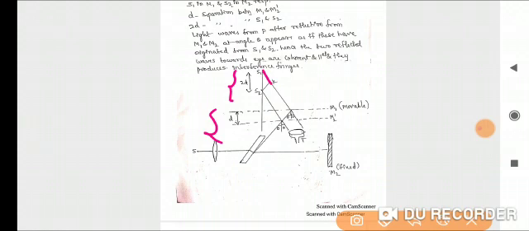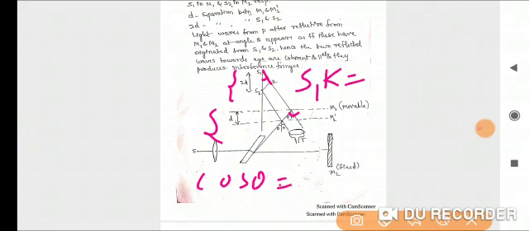This one is the path difference, that is S1K. We have to calculate it. The angle theta appears here. We use cos theta is equal to adjacent divided by hypotenuse. What is adjacent? S1K. Hypotenuse is S1S2. What is S1K? S1K is equal to S1S2 into cos theta.